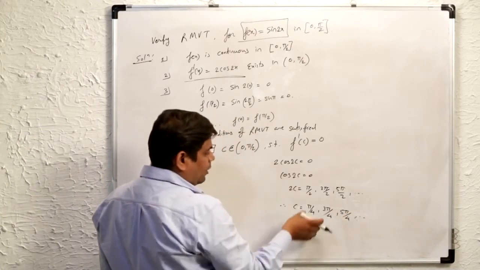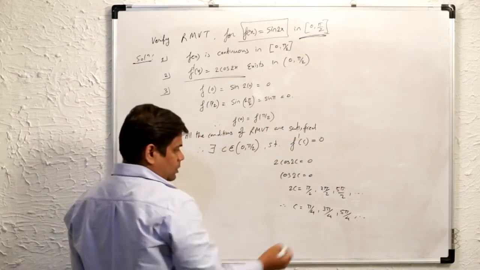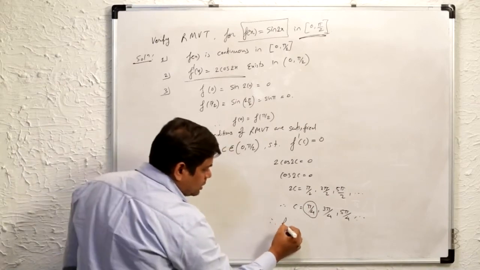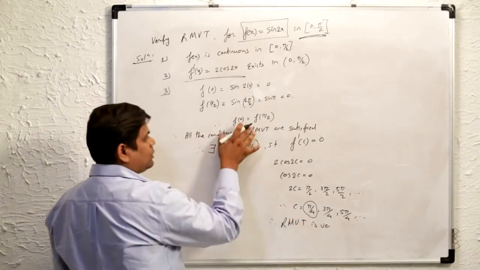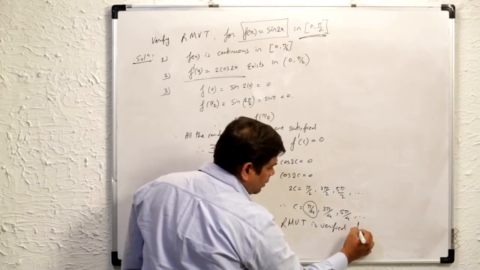You are going to consider the value of C which lies between 0 and pi by 2, open interval. So which is only 1 here. Therefore, Rolle's mean value theorem is verified. There is a difference between satisfied and verified.